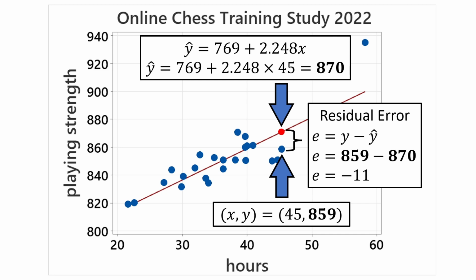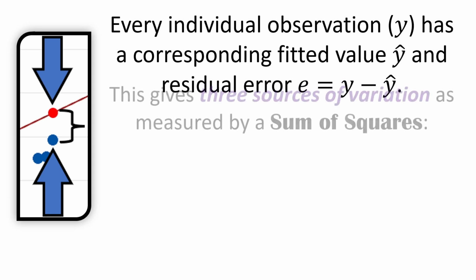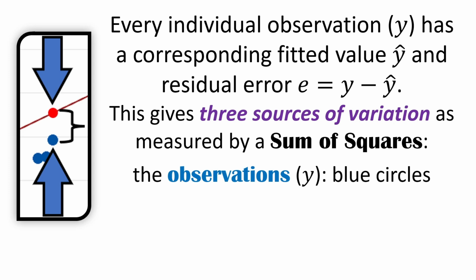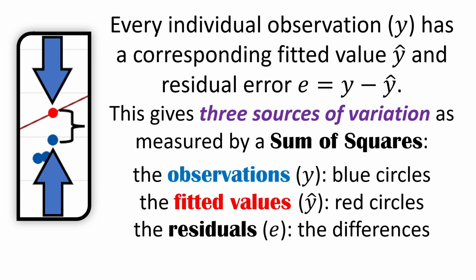This diagram emphasizes the key notion behind the whole regression topic, and that is that we have three sources of variation. Every individual observation has a corresponding fitted value and a corresponding residual error. So we have three sources of variation, which, by the way, we measure using sum of squares. What are those three sources? We have the observations in blue, we have the fitted values in red, and we have the residuals, which are just the difference between those things.